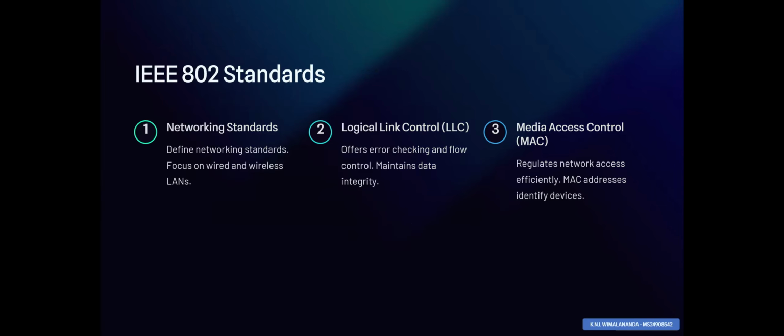So, IEEE 802 standards. The IEEE 802 standards define how networking devices communicate. These standards separate the data link layer into two sublayers, the logical link control, known as LLC. This sublayer handles error checking and flow control, ensuring data integrity and reliability across the network.